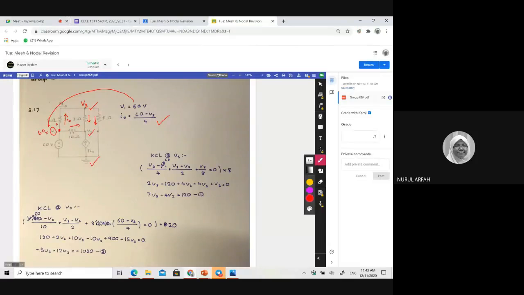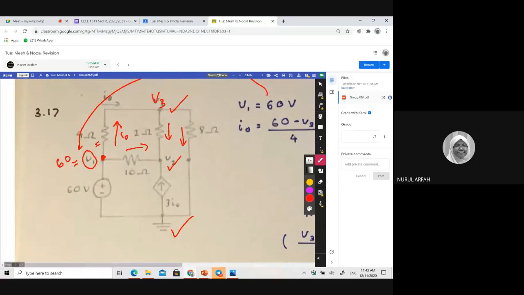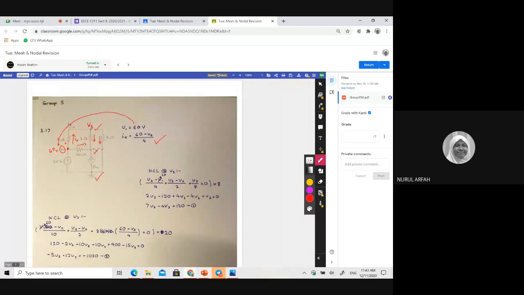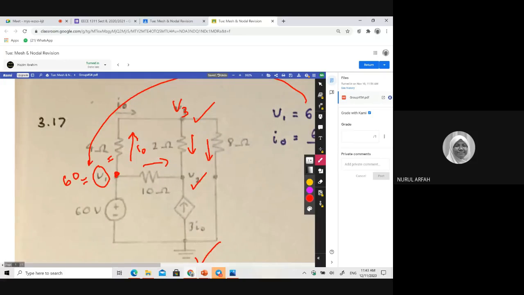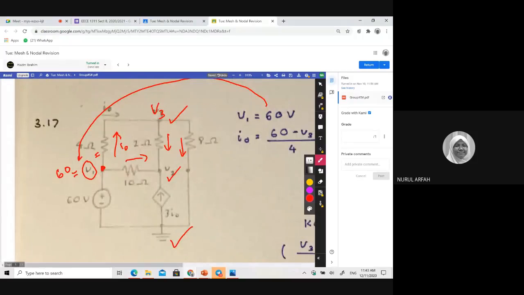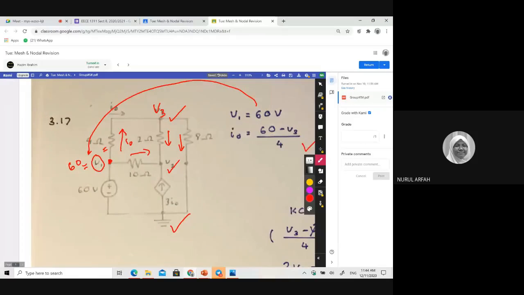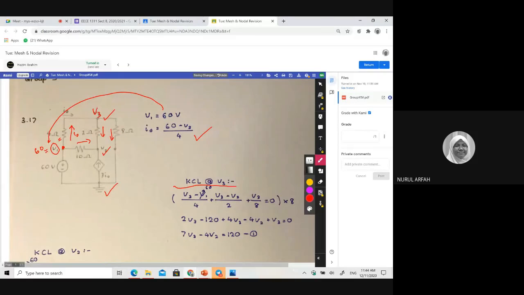Okay, next we have KCL at V3. Do we have super node? Do we have super node? Brothers and sisters? By the way, next week we will have the quiz, our first quiz. So do we have super node? Quiz will cover chapter 3, mesh and nodal analysis. Brothers and sisters? No. No.